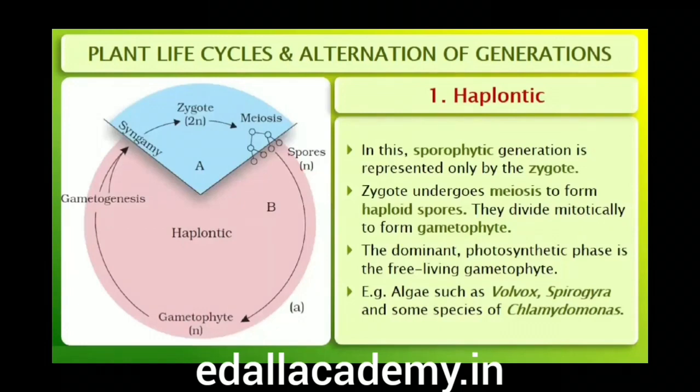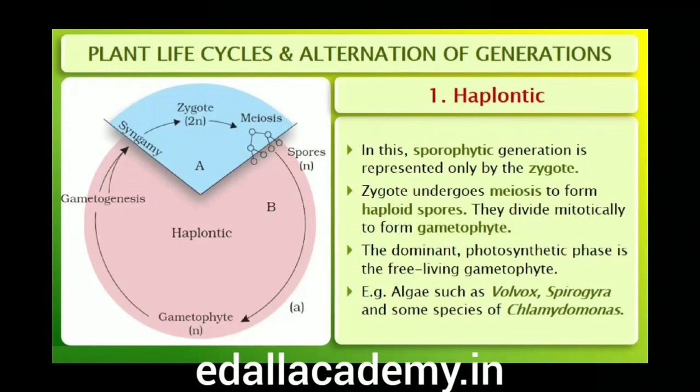1. Sporophytic generation is represented only by the one-cell zygote. There are no free-living sporophytes. Meiosis in the zygote results in the formation of haploid spores. The haploid spores divide mitotically and form the gametophyte. The dominant, photosynthetic phase in such plants is the free-living gametophyte. This kind of life cycle is termed as haplontic. Many algae such as Volvox, Spirogyra and some species of Chlamydomonas represent this pattern.